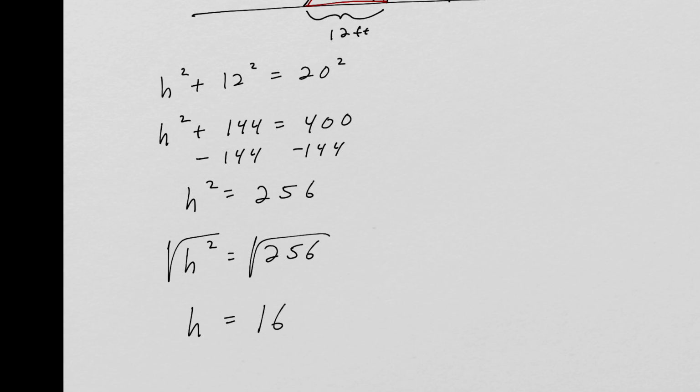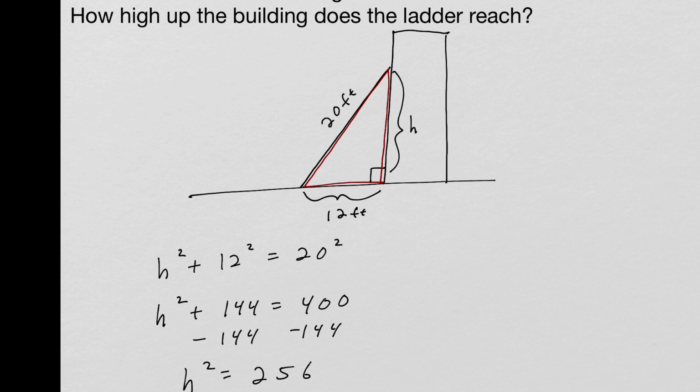But again, if you don't know that, just plug it into your calculator and you should find it's equal to 16. And it has units of feet. So it looks like the building reaches up 16 feet, right? So this distance right here would be 16 feet up the building from here to here.